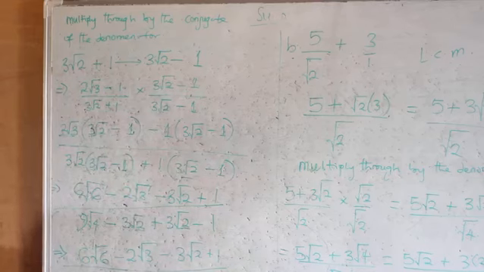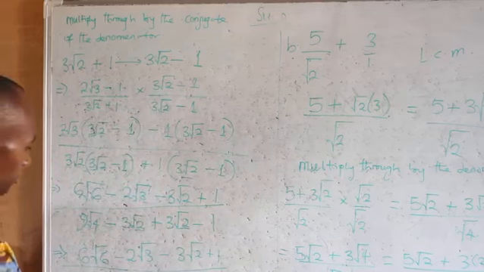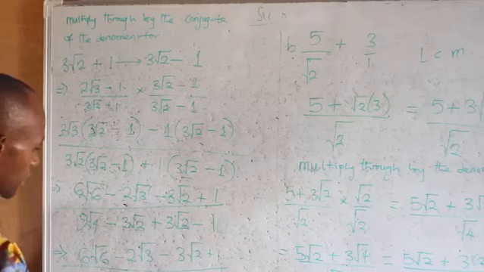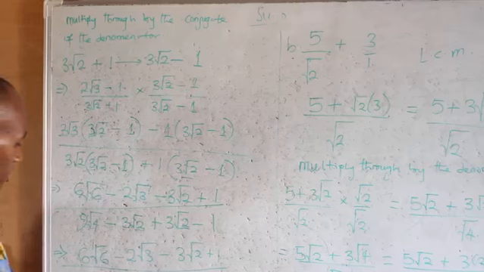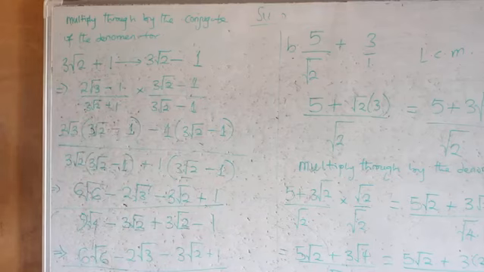6 root 6 minus 2 root 3 minus 3 plus 1, all over 18 minus 1, which is going to be 17. Is that what we have? Yes. Should we stop here, or should we go further and simplify? Can we simplify further? If we choose to stop here, we are still correct.